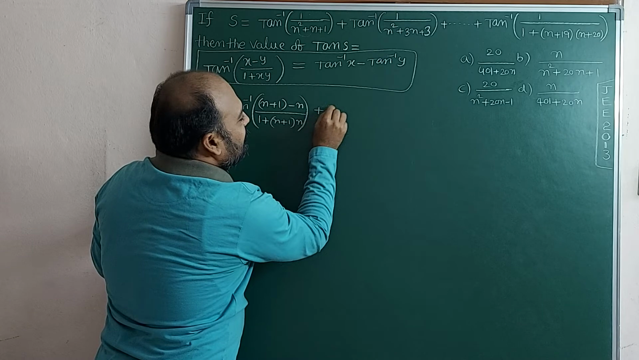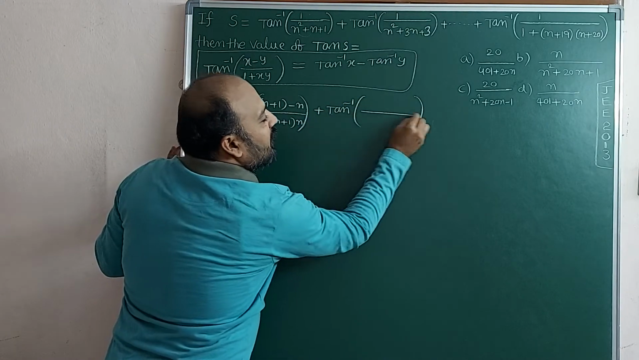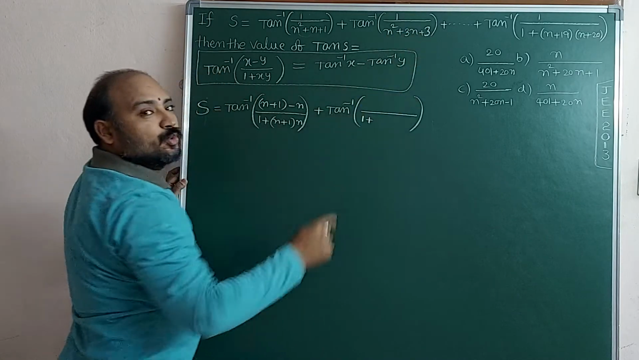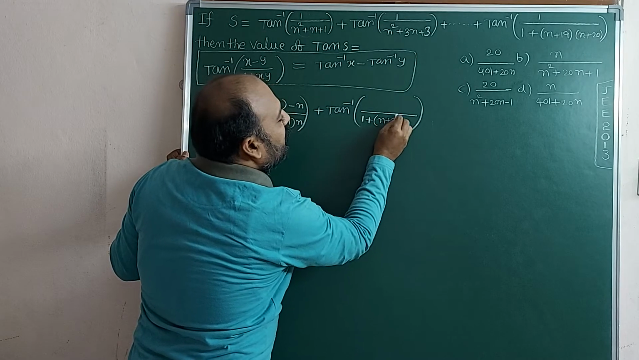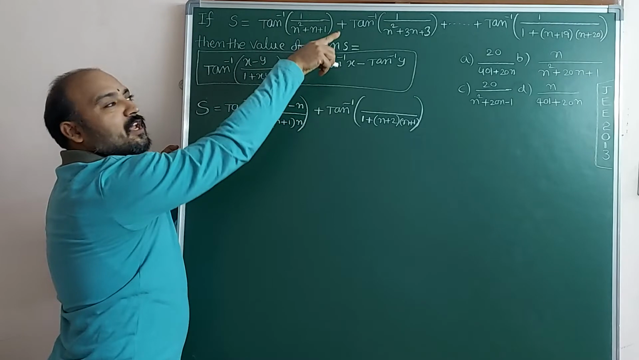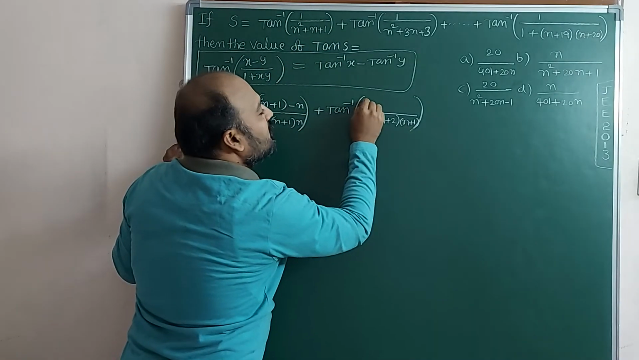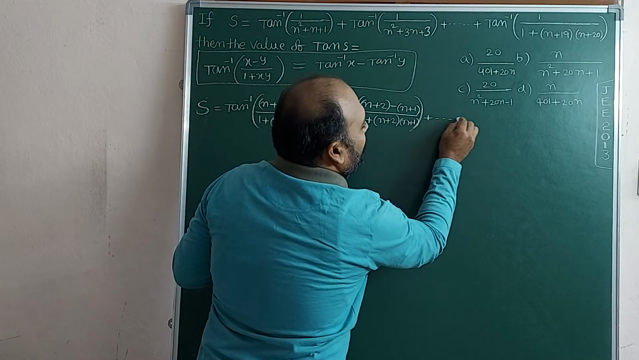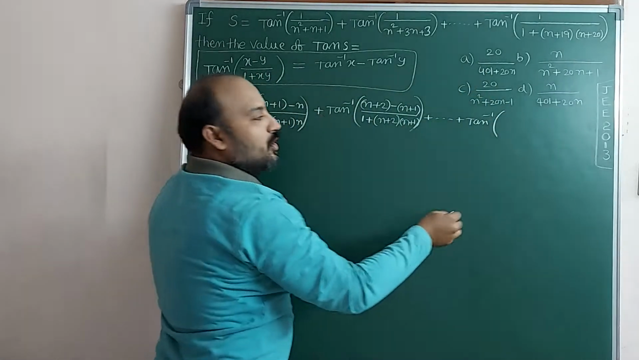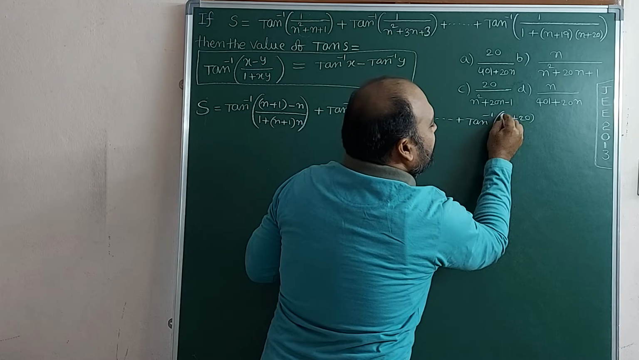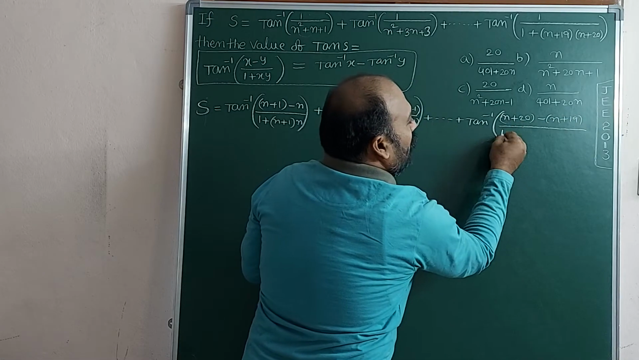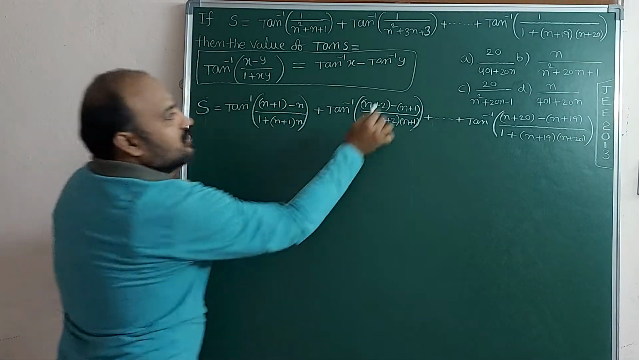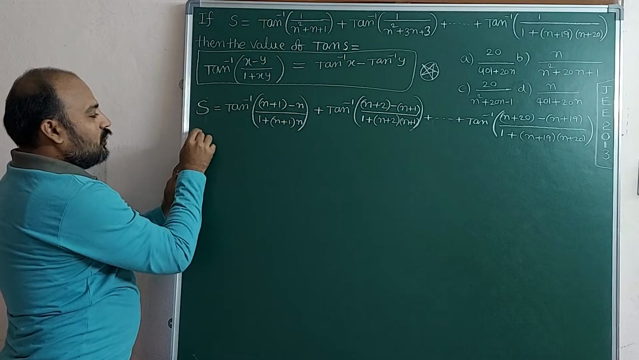Come to the second term, plus tan inverse of, in the denominator I want to get 1 first, so 3 can be written as 1 plus 2, 1 plus n square plus 3n plus 2, so the factors for that are n plus 2 into n plus 1. The numerator 1 can be written in terms of n plus 2 and n plus 1, so we can write n plus 2 minus n plus 1, plus and so on. Tan inverse of whatever is given, you can write it. So 1 can be written as n plus 20 minus n plus 19 divided by 1 plus n plus 19 into n plus 20.